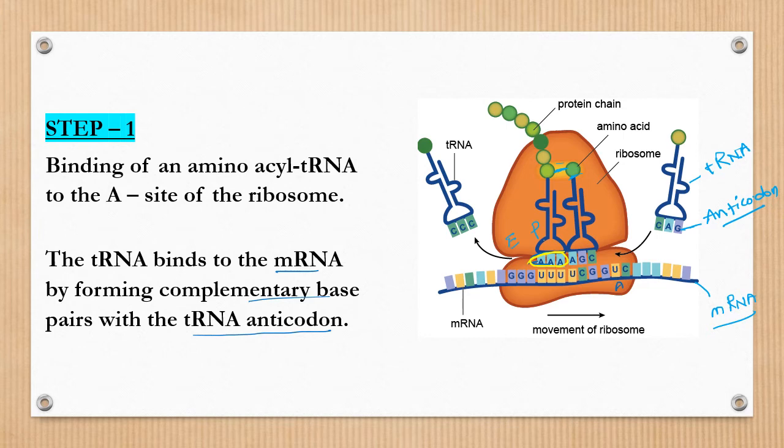So the tRNA comes out and again it brings one more anticodon. That means tRNA comes with a matching or complementary codon and it collects the amino acid and it forms the bond.